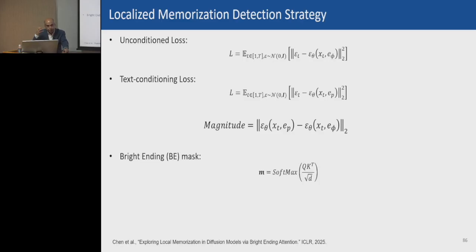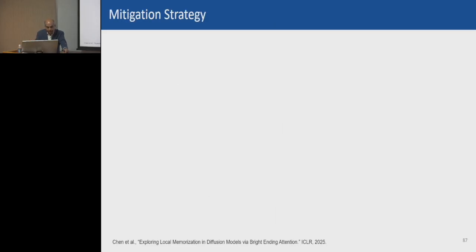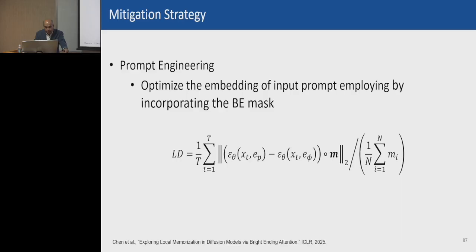So the new thing we have is a very simple idea, but it works very well. We have this mask now, and we are actually going to include this mask in this magnitude, and that will work very well. And similarly, we will do this mitigation. So for the prompt, we change the embedding of the prompt by minimizing this loss, as compared to without a mask. So we just introduce a mask here.